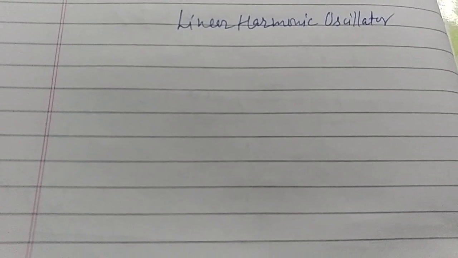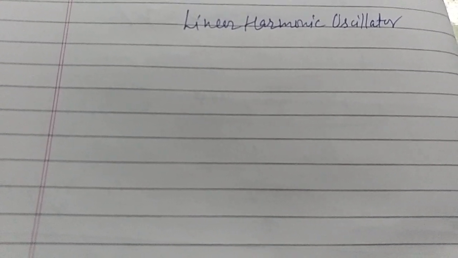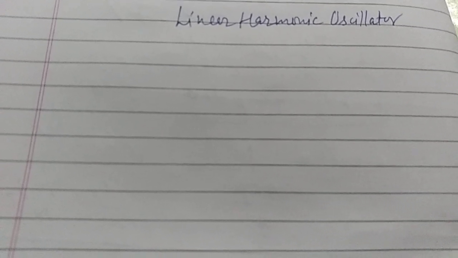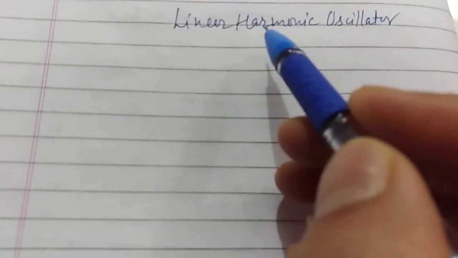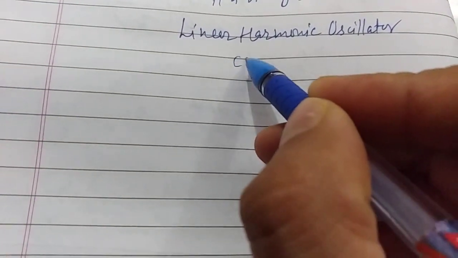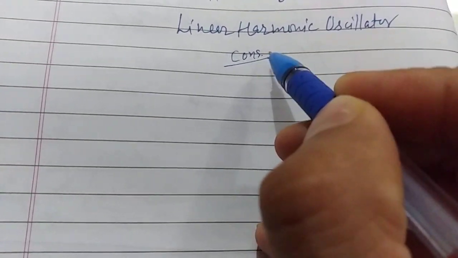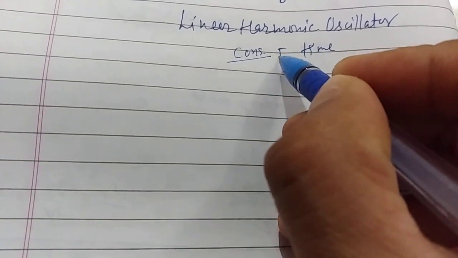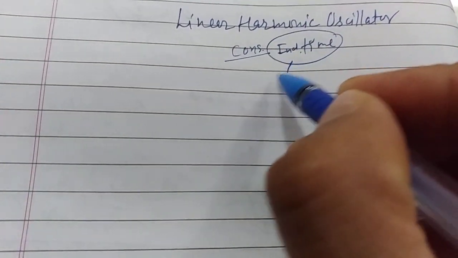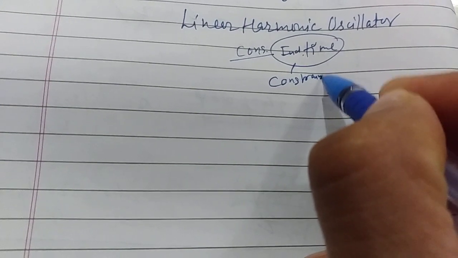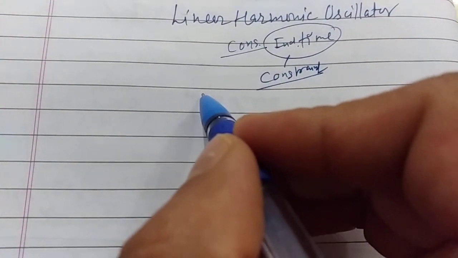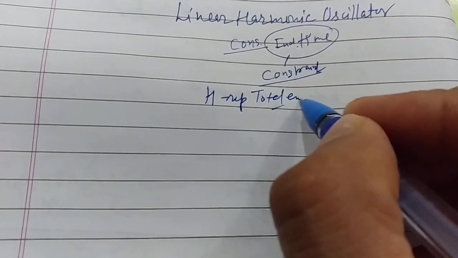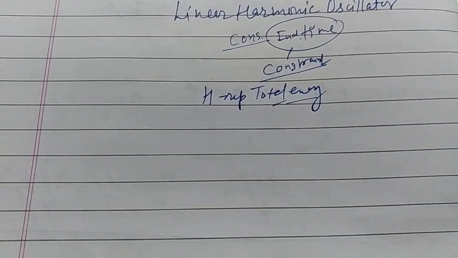So here I am going to write the equations of Hamiltonian equation of motion for this linear harmonic oscillator. First we write the expression for the Hamiltonian, then derive the equations of motion. A linear harmonic oscillator is a conservative system, and we know that for a conservative system the constant is independent of time. In that case H represents the total energy, because the system is conservative and H is independent of time.